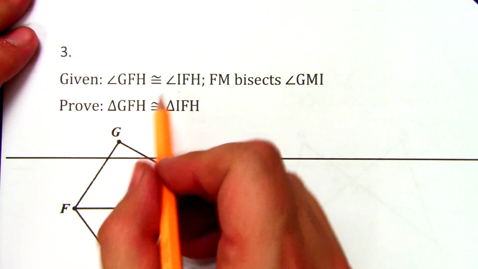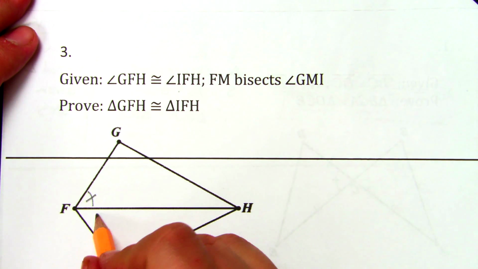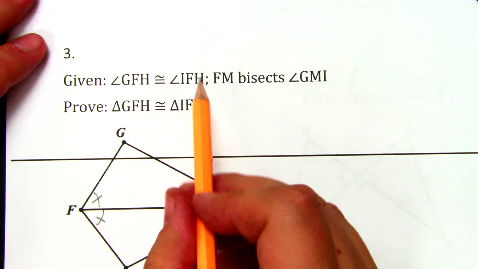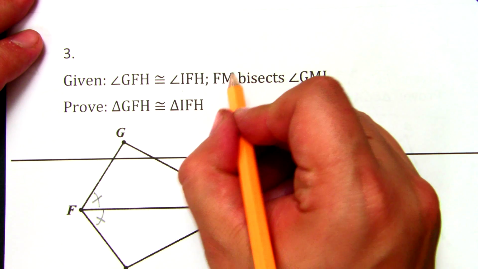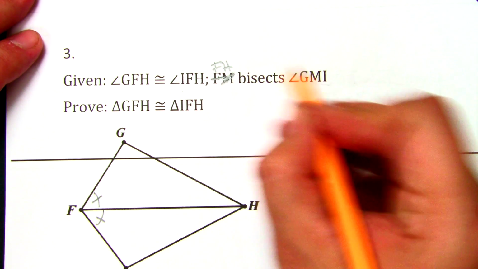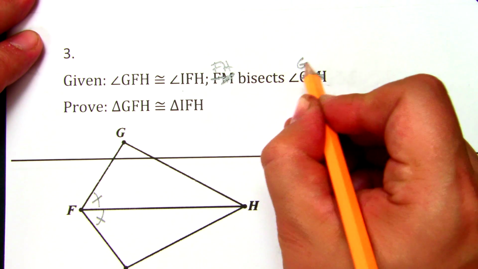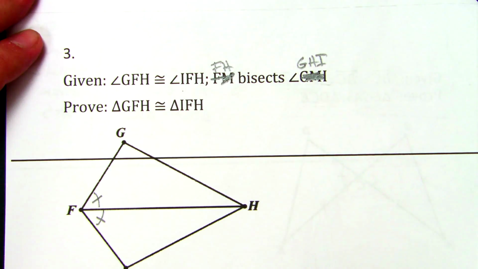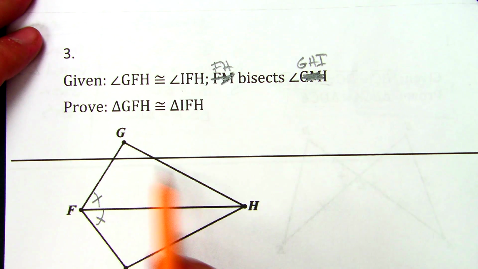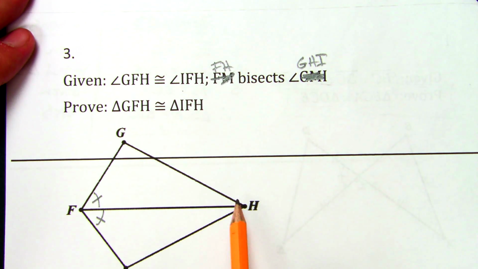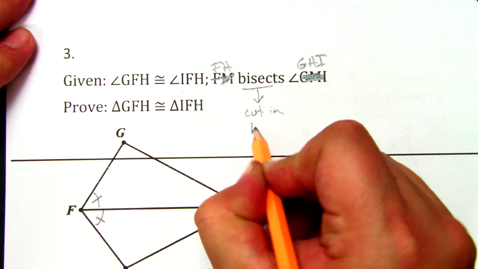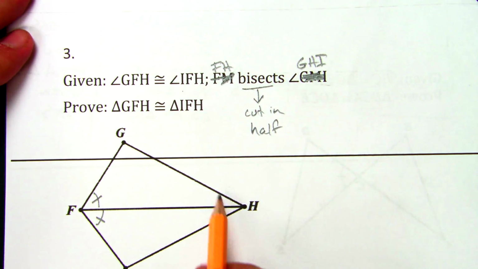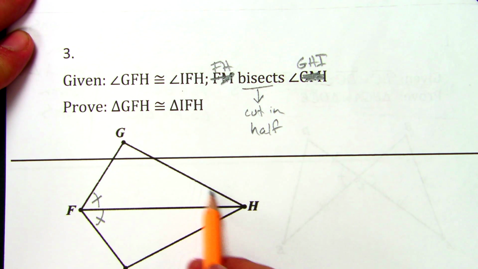Okay, given GFH is congruent to IFH. And the other thing that's given is that FH bisects angle GHI. Well, here's GHI. And bisects, what does bisect mean? It means cuts in half. FH is cutting GHI, this angle here, in half.